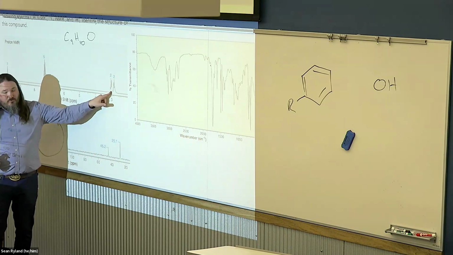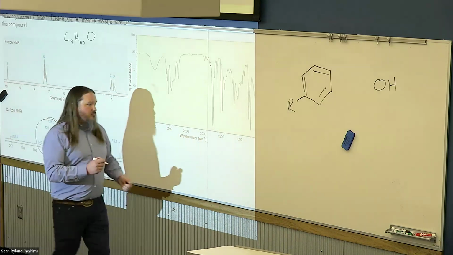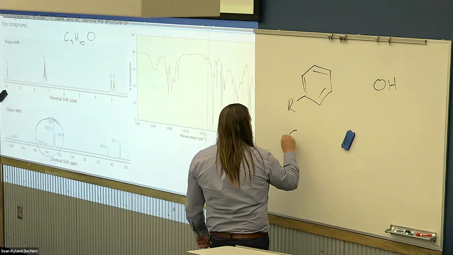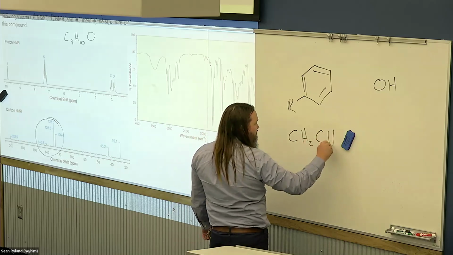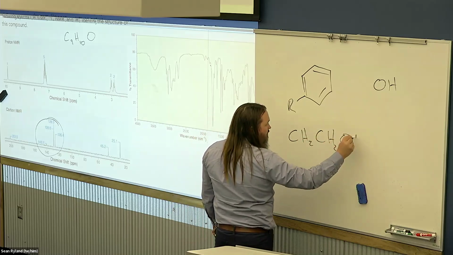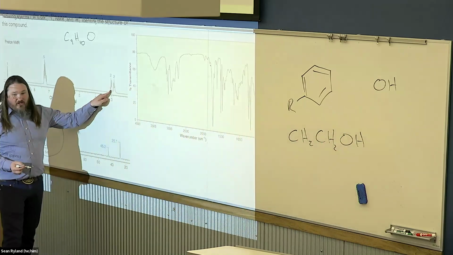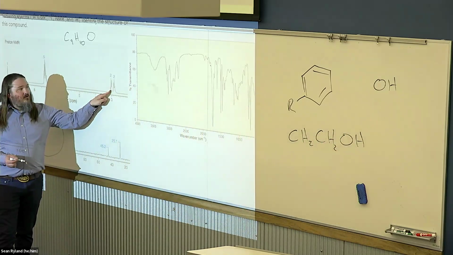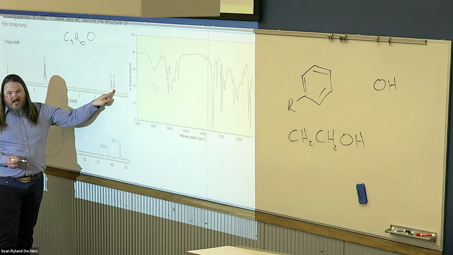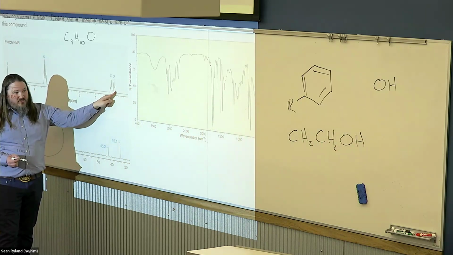And that would make sense for the splitting if we had a CH2, CH2, OH. That should give us 2 triplets, with the methyl being de-shielded down into the same region. It's hard to say which of these is which of those 2 carbons, but that would make sense with the integration and with the splitting.